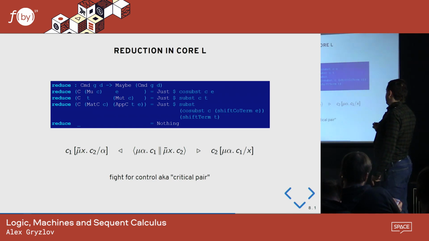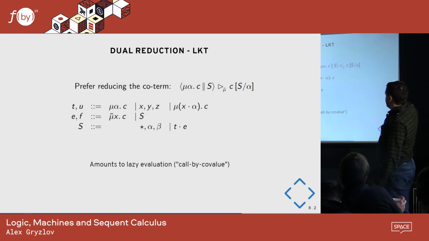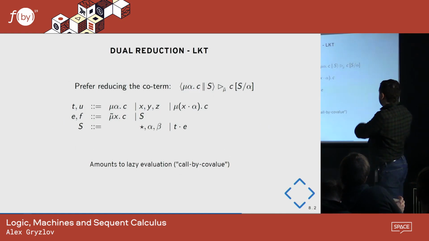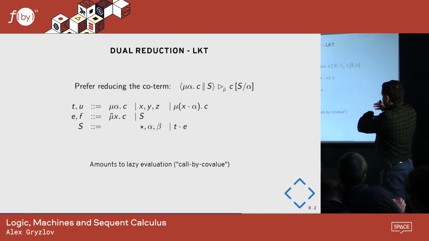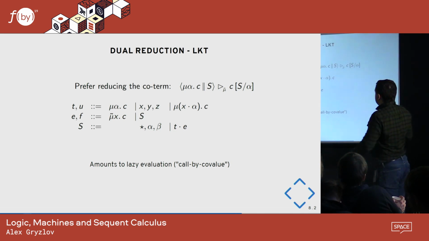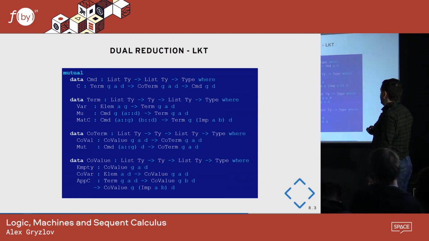The simple way to resolve this is to always prefer doing it on the right or on the left. If you always prefer the co-term first, or the stack first, this is nothing but lazy evaluation, call by name, or call by co-value, you could call it. You do it syntactically by splitting these co-terms into mu tildes and co-values, but the idea is basically you force the system to always reduce the continuation fully. So now you have commands, terms, co-terms, and co-values, and co-values are a subclass of co-terms.